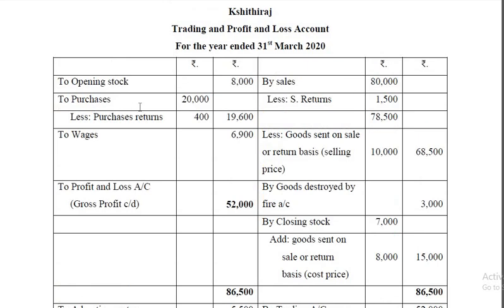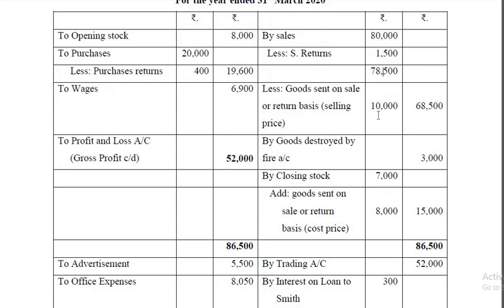I have already explained everything. This is just a recollection of what you have learned now. See, opening stock 8,000. Purchases less purchases returns. I told you the credit balance should be deducted. So 19,600. Wages, all direct expenses have to be taken here. Only one item is there, wages 6,900. Sales 80,000 less sales returns 1,500. As a result, 78,500 is the balance.